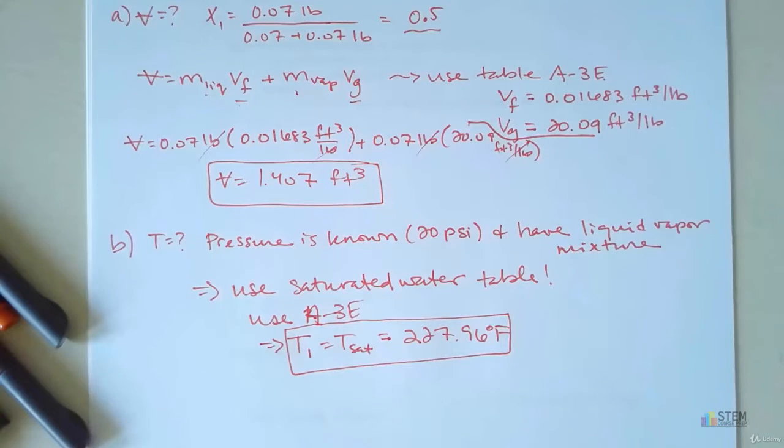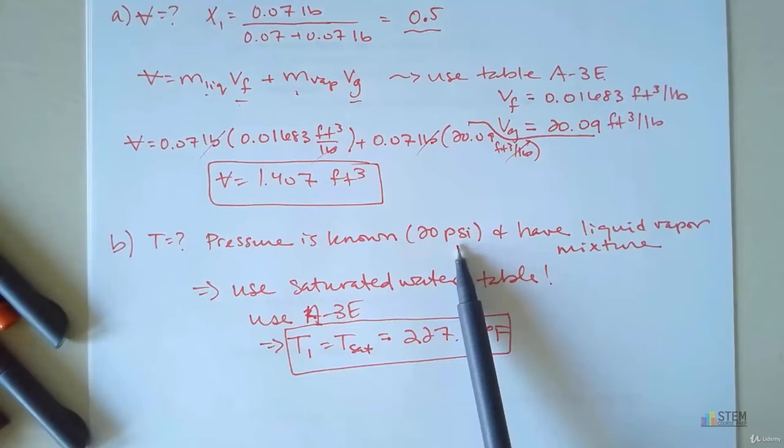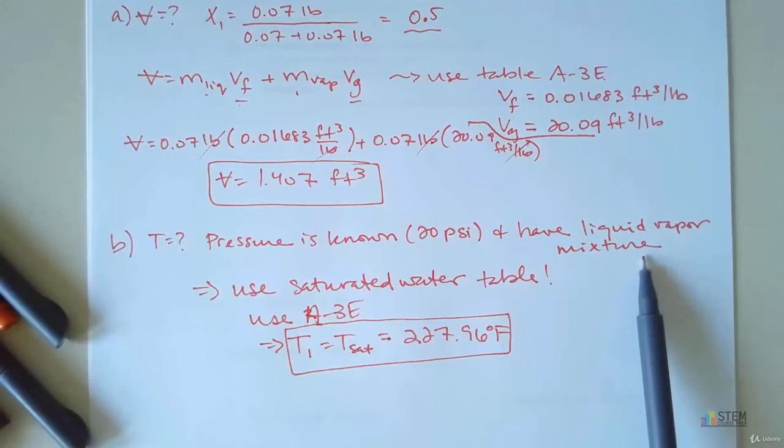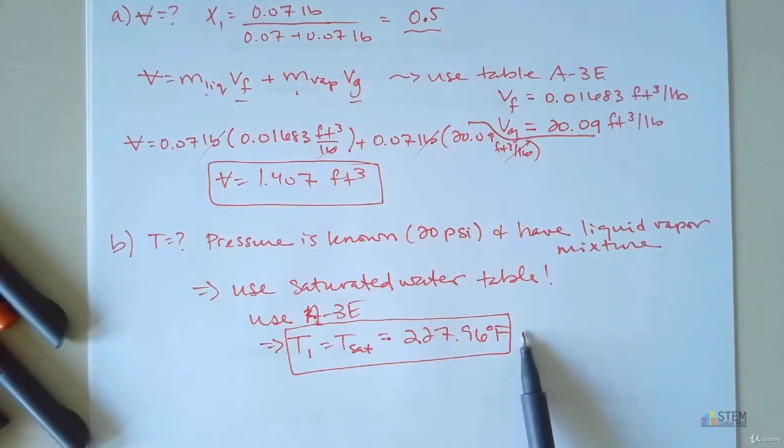And again, we know that because we were given that pressure, and we were told we had a liquid vapor mixture. So that means we have to be at this temperature.